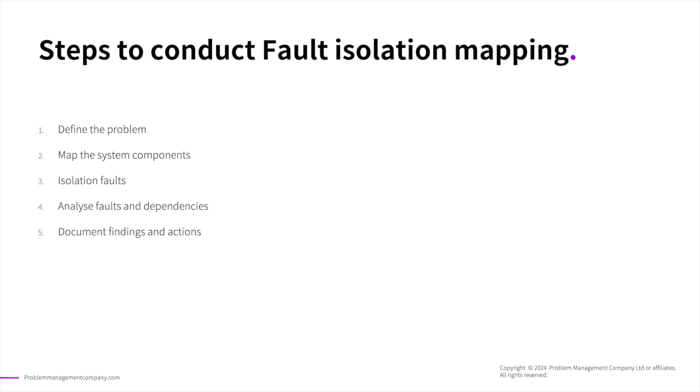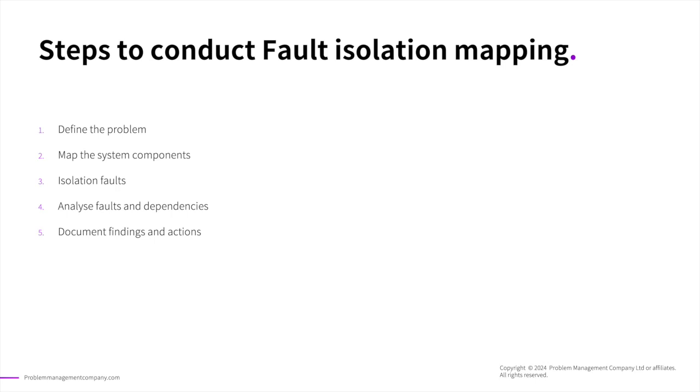Step 2. Map the system components. Create a component map. Develop a detailed map of the system, including all hardware, software, and network components. Identify dependencies. Highlight the dependencies between components, as faults in one area may affect another.